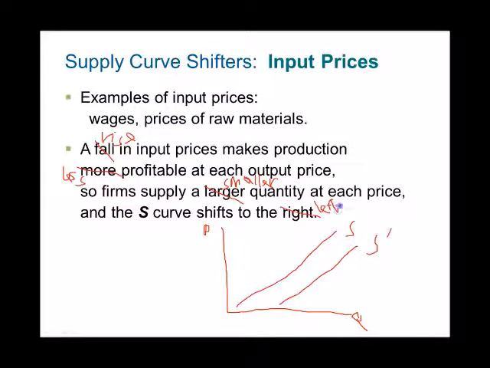So how is that going to look? If we draw that part, if this is my price and this is my quantity, and this is my supply curve, and if input prices rise, then my supply curve will shift to the left to S prime, just like that. So that's what happens when input prices change.